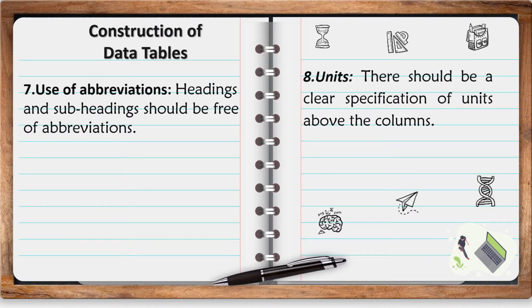Use of abbreviation: headings and subheadings should be free of abbreviation, for the readers to understand the exact terms that we indicated in our headings. Units: there should be a clear specification of units above the column. So we need to specify clearly the units.